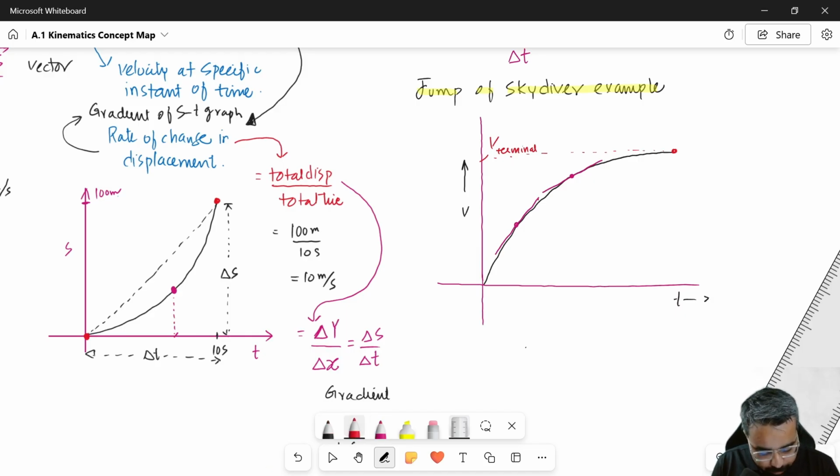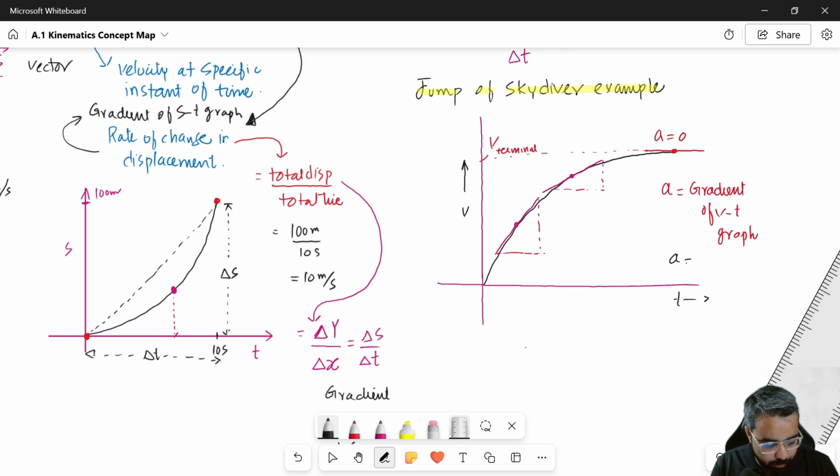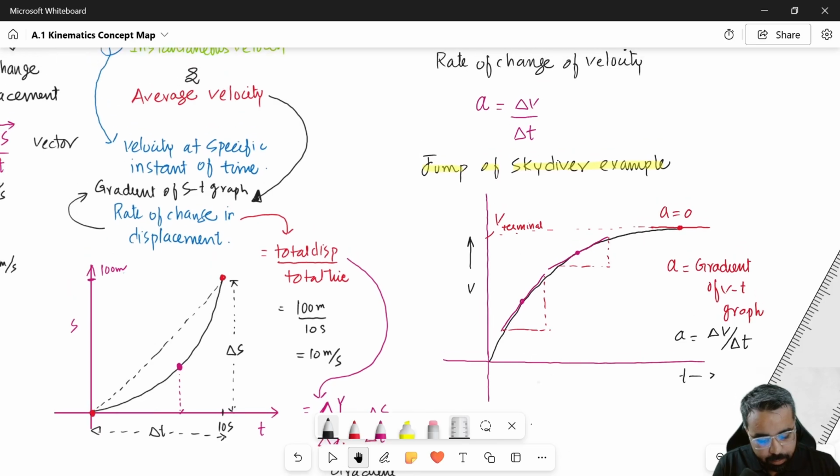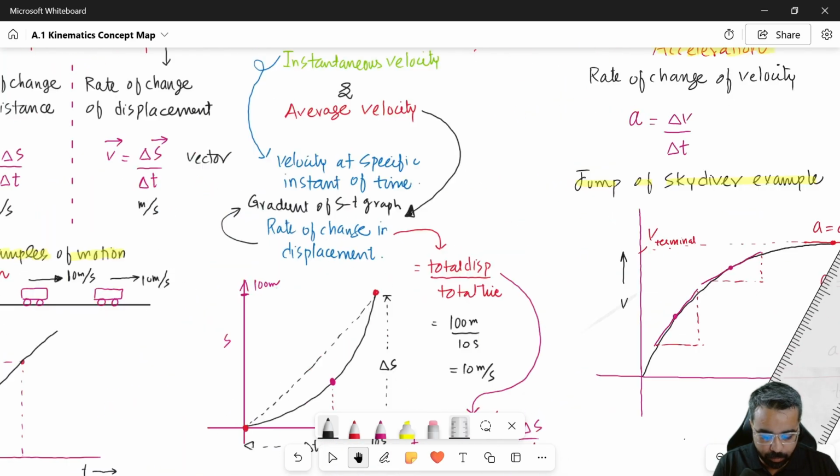I hope you understand that at this point there is more value of rise over run, but at this point less value of rise over run. And in fact, at this point, acceleration is zero because, dear students, you know acceleration is the gradient of the velocity time graph. And why I'm saying it's a gradient, because don't forget the formula of acceleration, delta v over delta t. So what quantity you have taken on the y-axis, that's velocity, and time on the x-axis. So acceleration is always the gradient of the velocity time graph. So this is a graph of, once again, non-uniform motion.